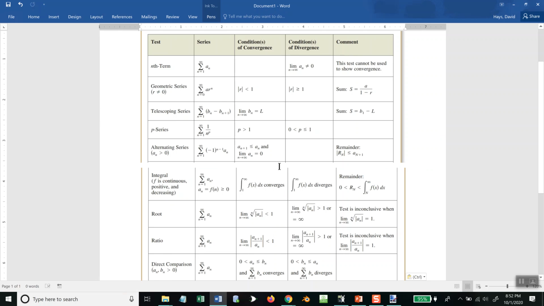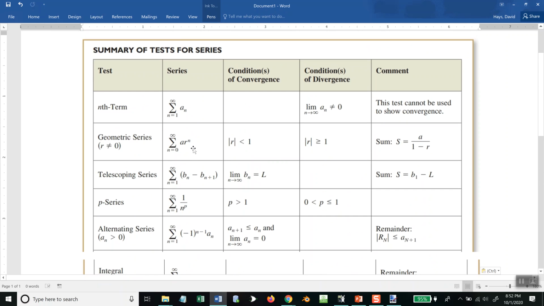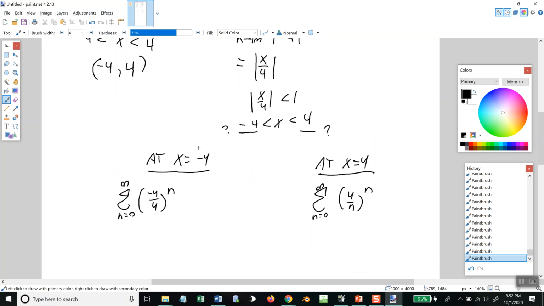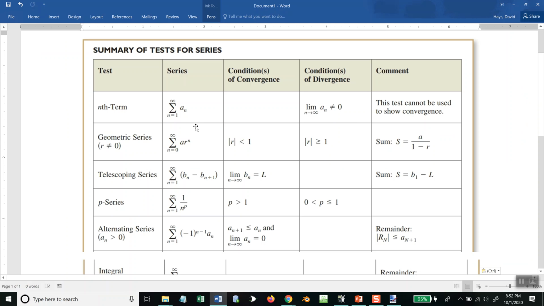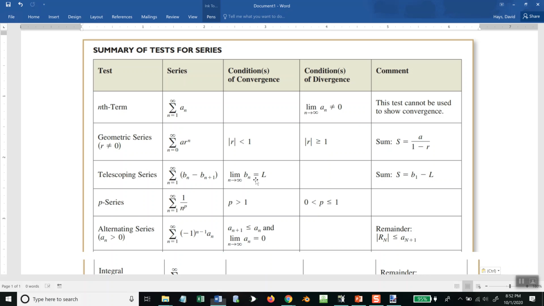The a times r to the n power. So if I look at that, this would be my r, which would be negative 1. And this would be our r, which is a positive 1. Again, what identified that is I started looking through here, looking for something to the n power. And that's where I saw the geometric series. Well, if I take the absolute value of it, it's going to be this right here, right? Greater than or equal to 1, which means it diverges at the endpoints.